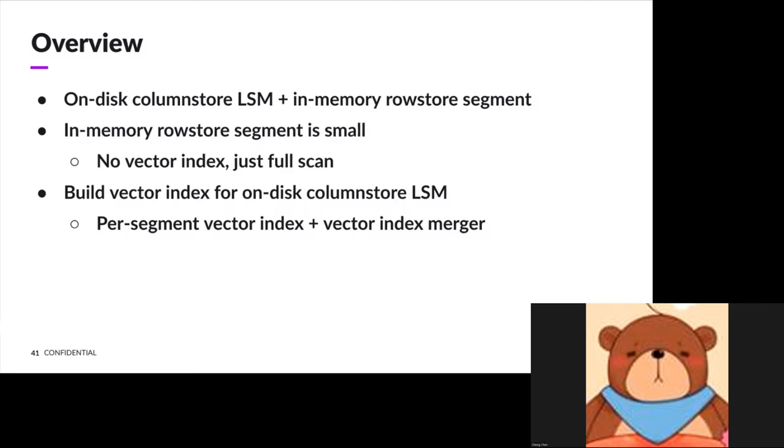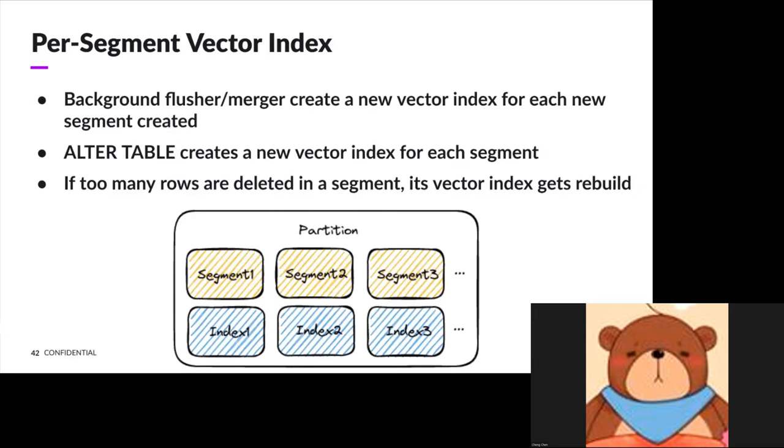The way it works is the background flusher and merger module creates a new vector index for each new segment created. Alter table will create a new vector index for each existing segment. An update or delete will just mark the row deleted in the segment. We will rely on delete bits to filter them out during search. But if too many rows get deleted in a segment, we rebuild its vector index.